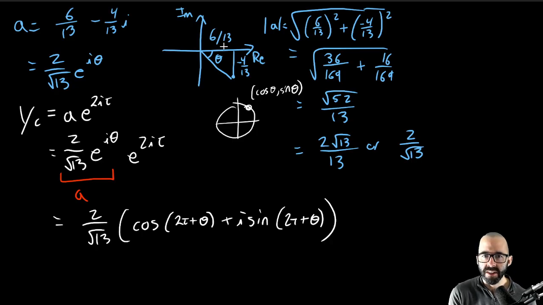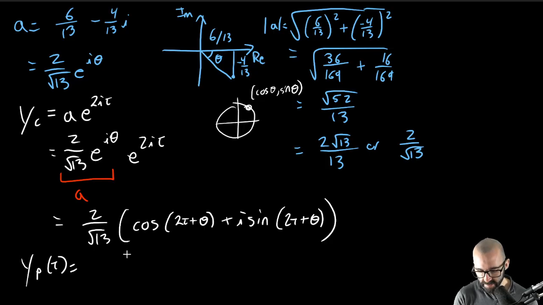What's the x-coordinate? It's the real part in the complex plane. What's the y-coordinate? It's the imaginary part on the complex plane. So cosine has to do with real parts. Sines have to do with imaginary parts. Okay? So this immediately gives us our particular solution. It's just the real part.